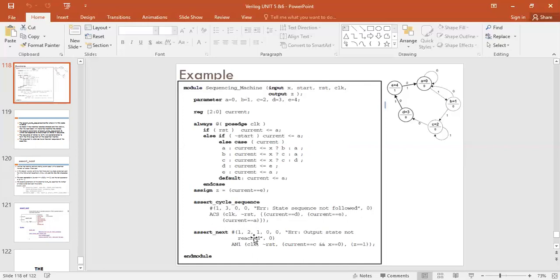So here we have to confirm that assert underscore cycle underscore sequence will show whether it is working properly in the sequence or not. And the second one, assert underscore next, will check whether the output state is reached or not, which will be shown by the message. Okay, this is about the assertions in total. Dear students, I think you understood these assertions, and you will get one question from this. Okay, right? Thank you.